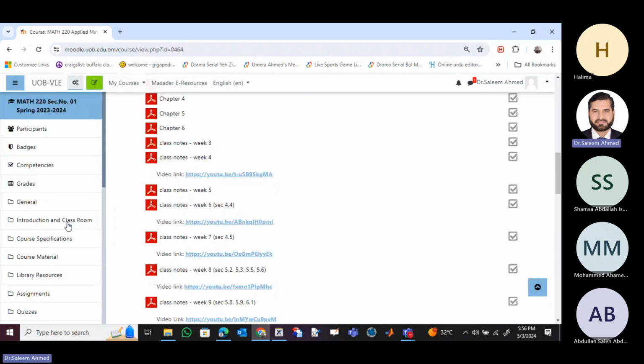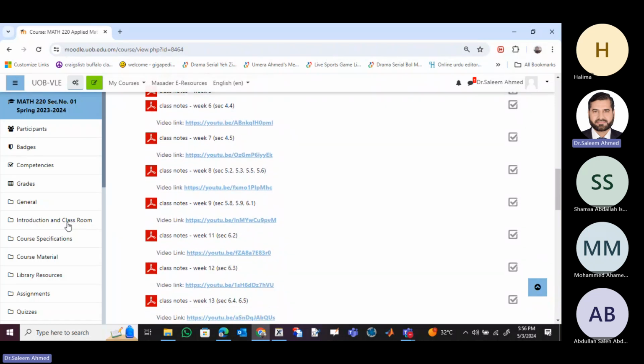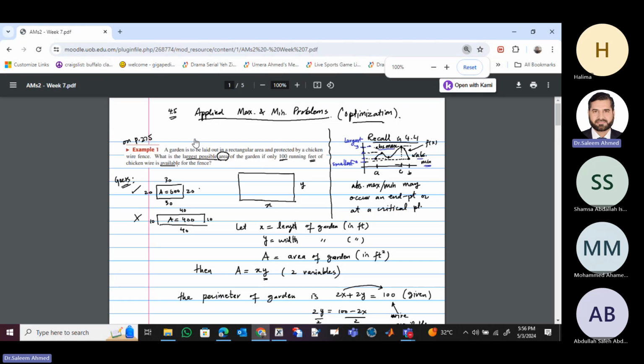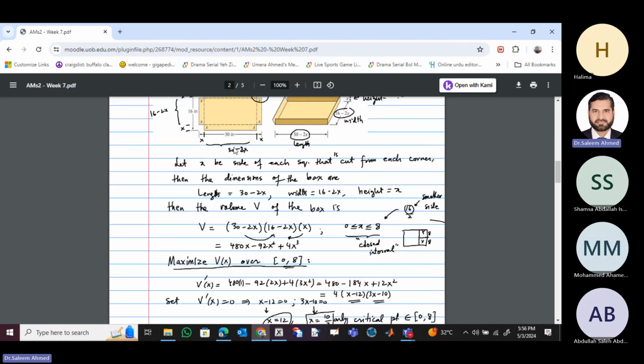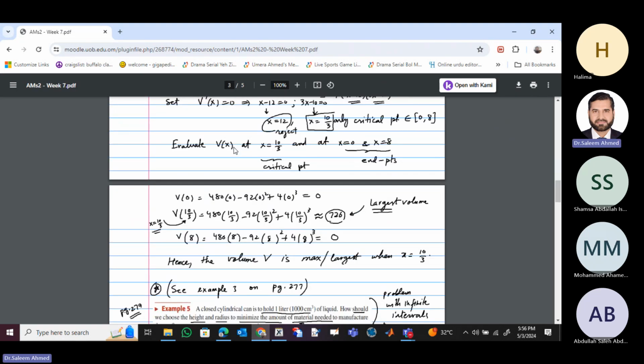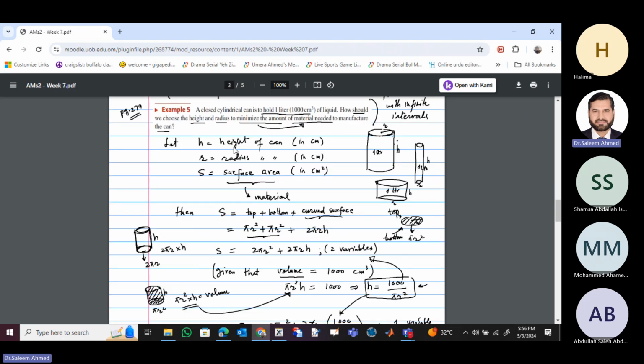So see here, I tried writing these. It's written 4.5. If you go to 4.5, you see I have done example 1 here, example 2 also there, right? And then I said see example 3 on page 47. I did example 5, the cylindrical can. In that exercise, they made this 500 instead of 1,000. So only this volume will change.